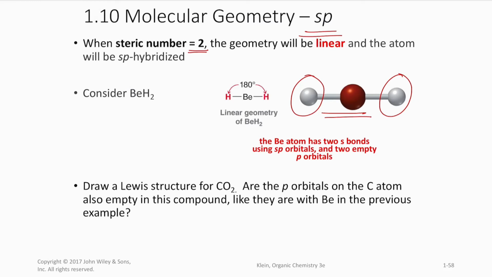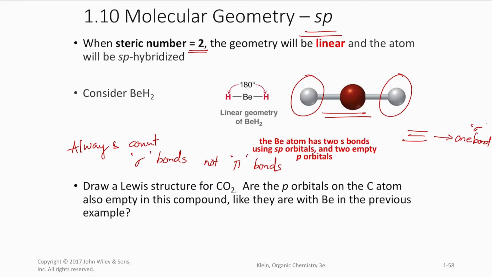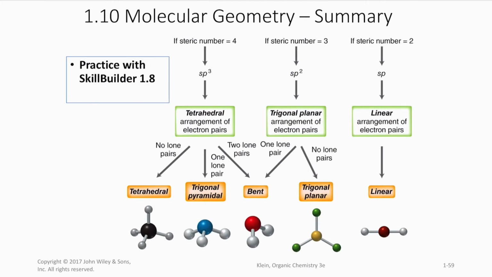So understand that whenever you have a bond, we only count the sigma bonds. We do not count the pi bonds. Always remember, always count sigma bonds, not pi bonds. Even a triple bond is only counted as one sigma bond. Even if it's a double bond, it's only counted as one sigma bond. Whatever the number of bonds, it's always going to be one sigma bond. So this is the summary and the structures. I've given it as an example. If you want to go through it again, just pause the video right here and review everything that you see on the slide.